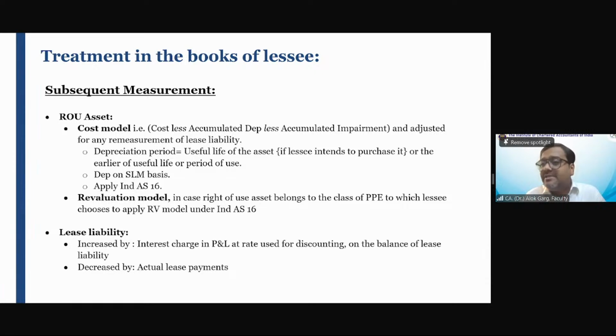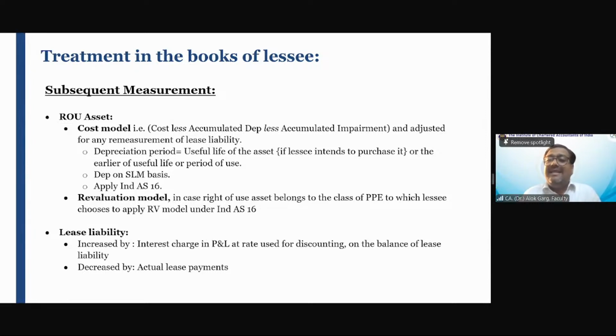Sir, cost model means whatever is the cost of the ROU, you need to depreciate that ROU over the period of the lease, right? So cost minus accumulated depreciation minus accumulated impairment loss. So at the end of every year, what is the carrying value of the ROU? Cost minus accumulated depreciation is the carrying value of my ROU. What else can be changed? So friends, you need to depreciate, that is okay.